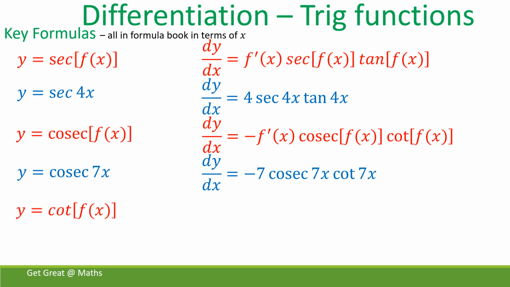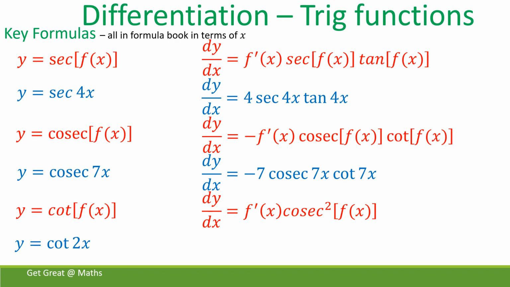The next one is y equals cot of f of x. So again, we've got to differentiate the f of x to give me f dashed of x, and we're going to multiply by that. So dy by dx is minus f dashed of x cosec squared of f of x. This is an example, y equals cot of 2x. dy by dx will be the differential of 2x, which is 2, cosec squared of 2x. The formulas in red are your key formulas. Write them down, highlight them, make sure you know what they are, and so you can use them in your exam.